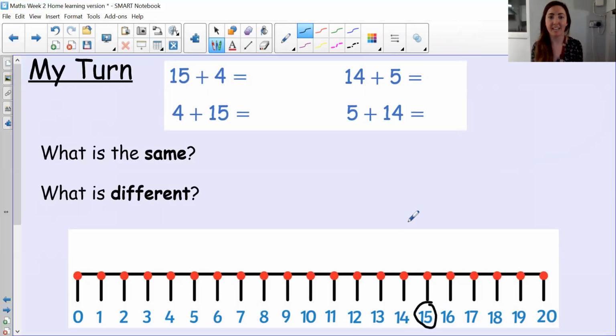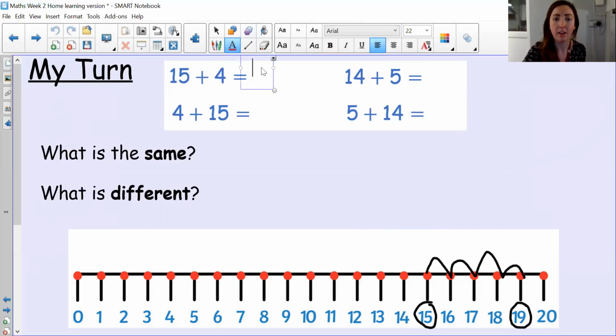Okay, so I'm starting with 15, and if I'm adding 4, then I need to make 4 jumps. 1, 2, 3, 4. And I've landed on 19. So 15 add 4 equals 19.